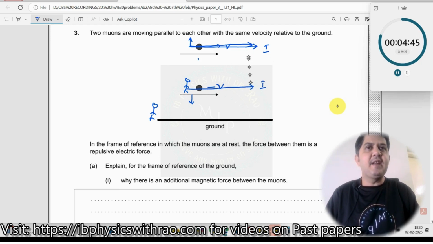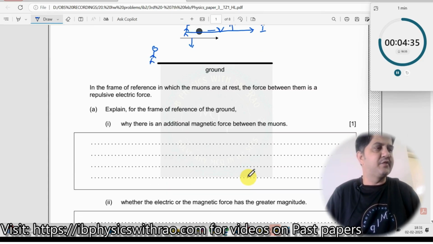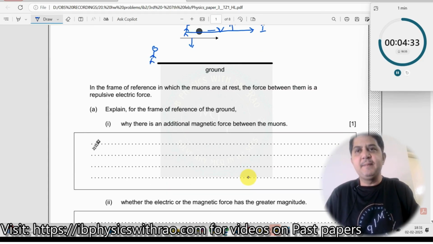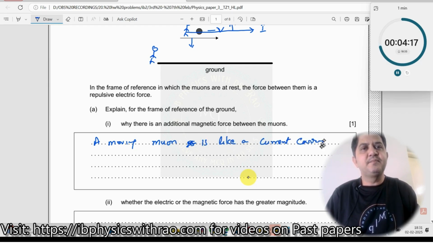When there are two parallel conductors over here, what will happen? There is always a magnetic force between them. How is the magnetic force? Magnetic force is always attractive, right? So what should we write here? That's the next question. Now we should say: a moving muon is like a current carrying conductor.